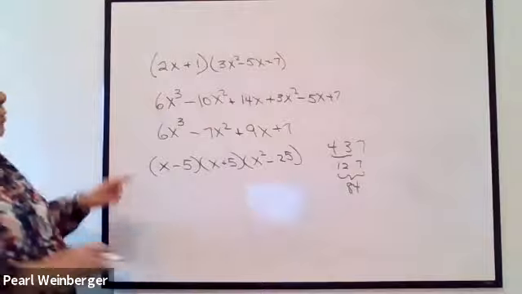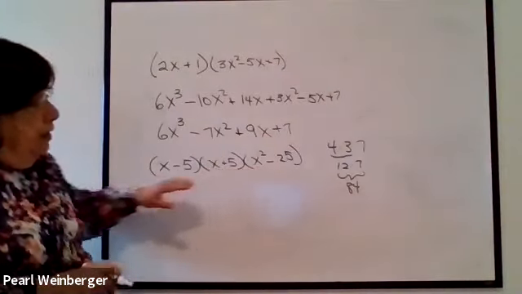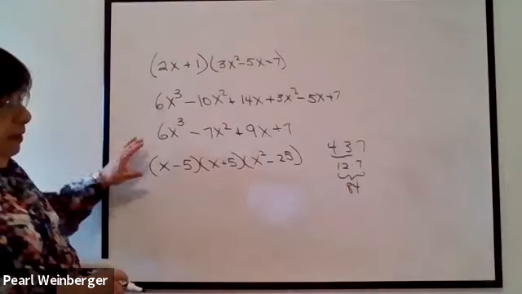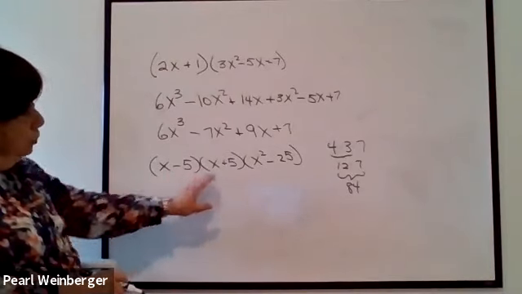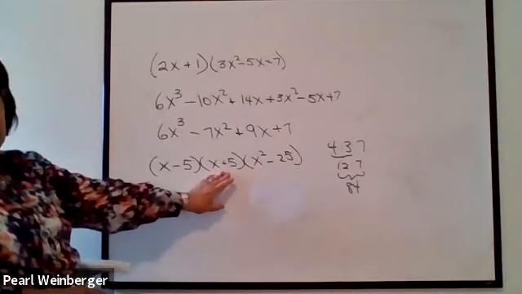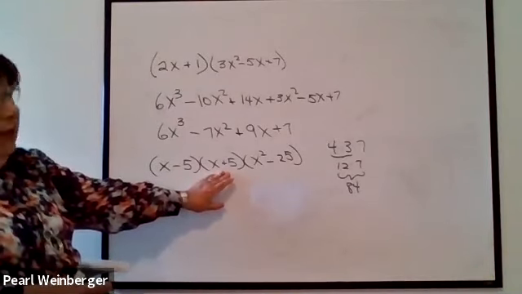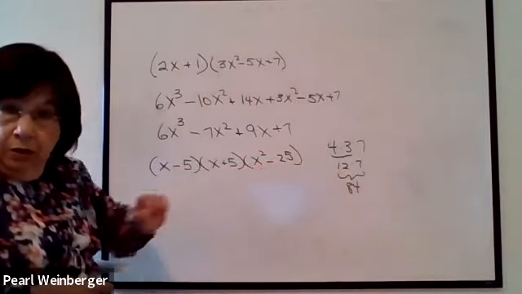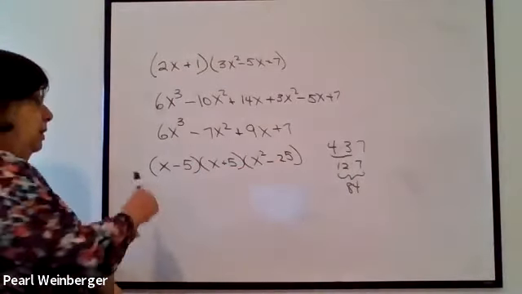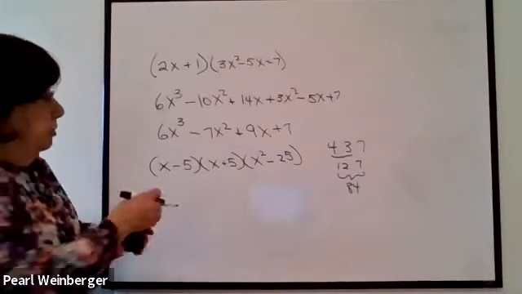So when I want to multiply, let's say 3 polynomials together, that's exactly what I'm going to do. I'm going to take my first 2 and multiply them together, get that result. And after I multiply that together, then I'm going to multiply it by the 3rd polynomial. So let's see if we can do that.